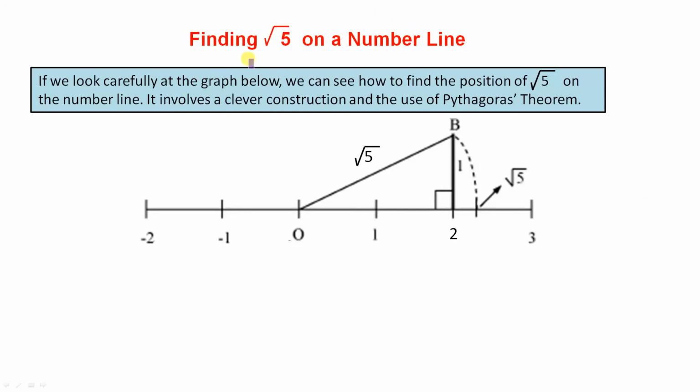Finding the square root of 5 on a number line. If we look carefully at the graph below, we can see how to find the position of the square root of 5 on the number line. It involves a clever construction and the use of Pythagoras' theorem. So in a similar manner, the base of the triangle is 2 units, the height is 1 unit. So by using Pythagoras' theorem, the length of OB is the square root of 5. Open our compass up to that distance, OB, go around with the dotted line, and there is the position of the square root of 5 on the number line.